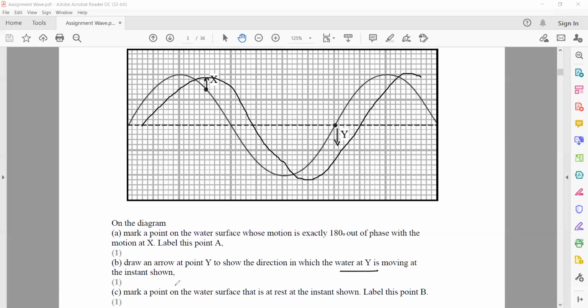So we have to show by an arrow the direction in which the water at Y is moving at the instant shown, and mark a point on the water surface that is at rest and label this point as B. Which position will it be at rest? The peak position, the extreme position. You can mark anywhere on the extreme position, because at that moment the particle will be at rest. That's the maximum position where the particle can move. It cannot move more than that. So on a continuous wave, you will mark a point at the extreme positions as the position where it will be at rest. Is this question clear?